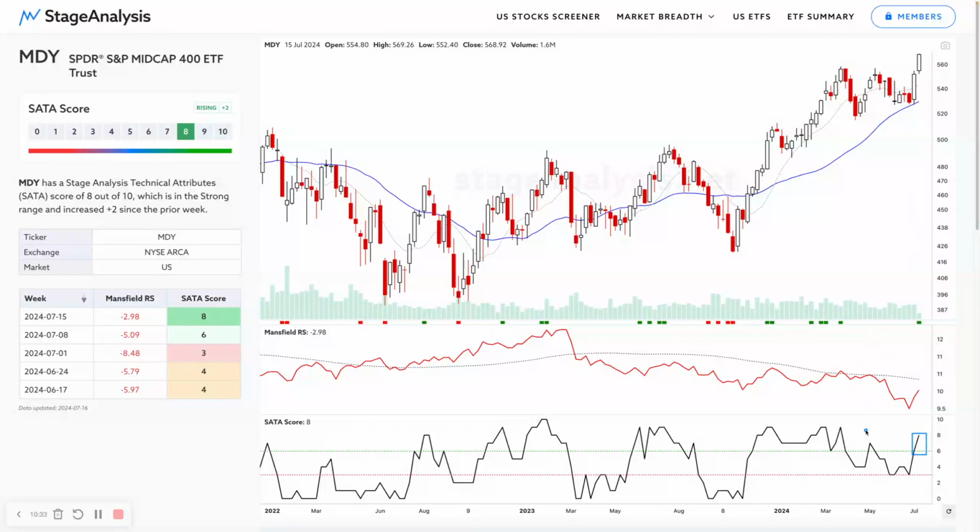You can see the SATA score has popped back in the last 2 weeks to positive scores here. So a strong score of a 6, and then obviously getting much stronger at an 8 currently. So 6 was this week here, when it was still in the range below that breakout level. So we always look for changes from a weak or a neutral to a strong score, which is where you get a lot of the benefits out of the SATA scores.